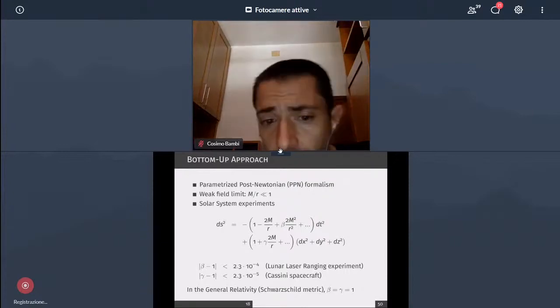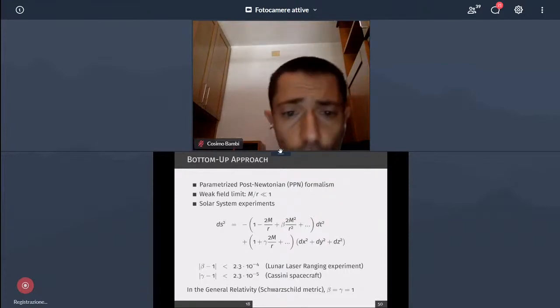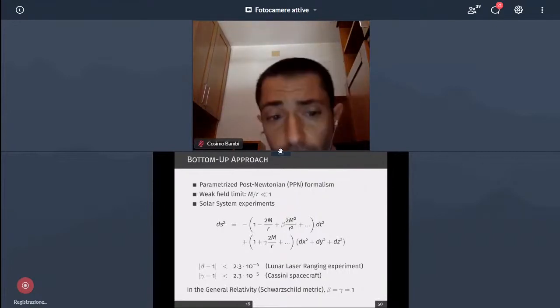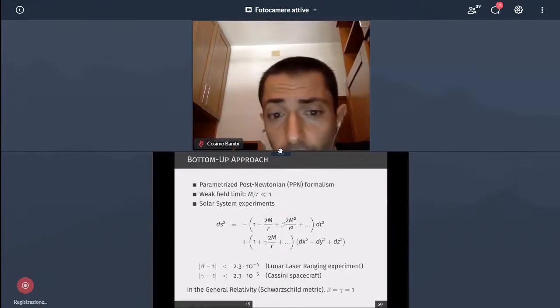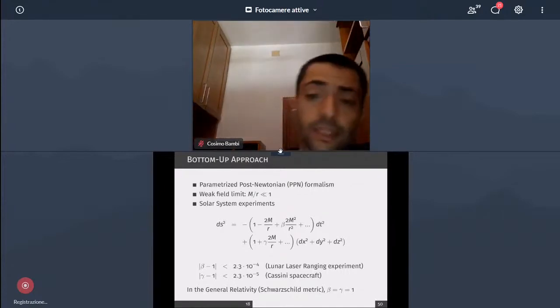You know that in general relativity, you have only the Schwarzschild solution and beta and gamma are 1. You want to measure beta and gamma with observations. And today we have this limit, so beta and gamma equal 1 at the level of 10 to minus 4, 10 to minus 5. So you want to do something similar with the Kerr metric.